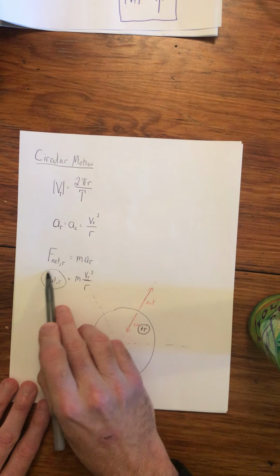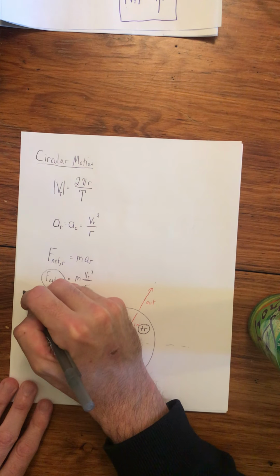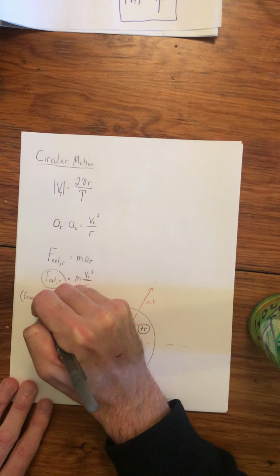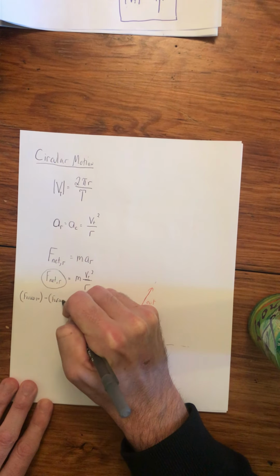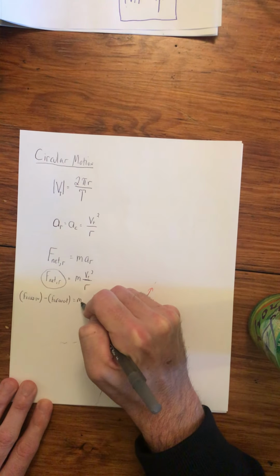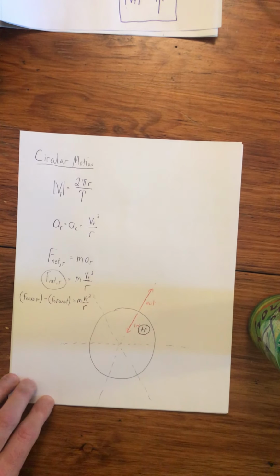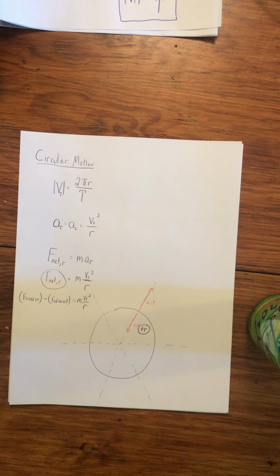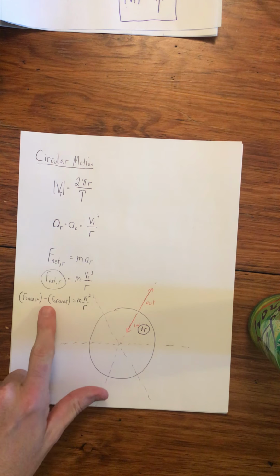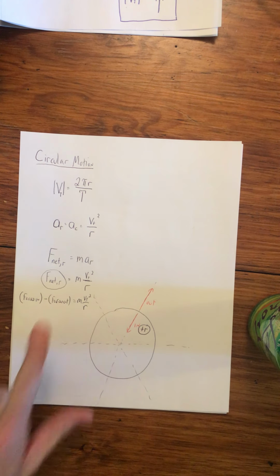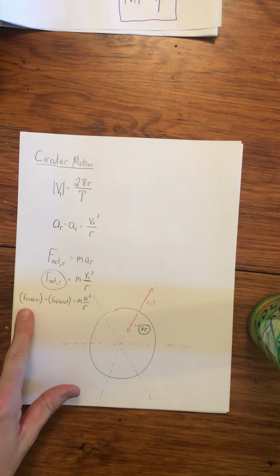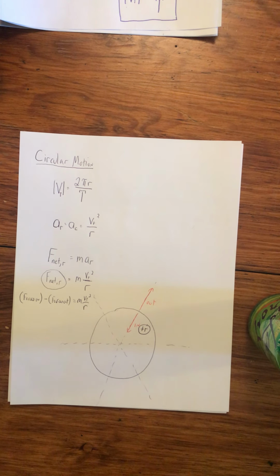Meaning when we're doing a sum of forces in the radial direction, we're going to take the forces in minus the forces out, and that's going to equal m Vt squared over r. Every single time, forces in minus forces out. If there's two forces in, we'd have a plus force, minus nothing. If there's a force in and a force out, it'd be a force minus a force. If there's a force in and two forces out, it'd be a force minus a force minus a force, whatever it is. But that's how this works.